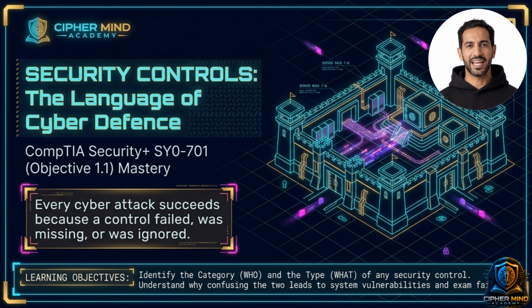Every successful cyber attack has one thing in common. A security control failed. It was missing, misconfigured, ignored, or simply misunderstood. When ransomware encrypts a company, when credentials are stolen, when customer data is exposed, the root cause almost always traces back to a control problem. In cybersecurity, controls are the language of defense. And if you cannot identify what a control is, who implements it, and what it actually does, you'll struggle both on the Security Plus exam and in a real security role.